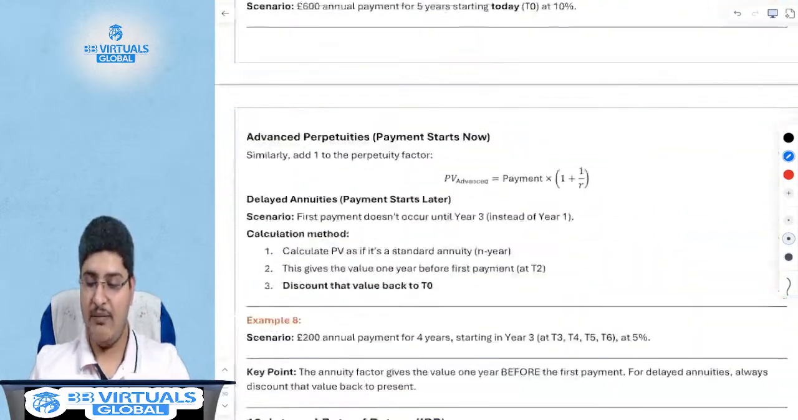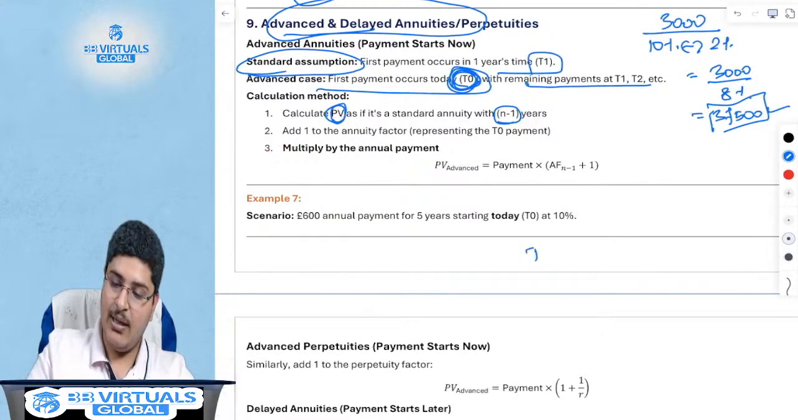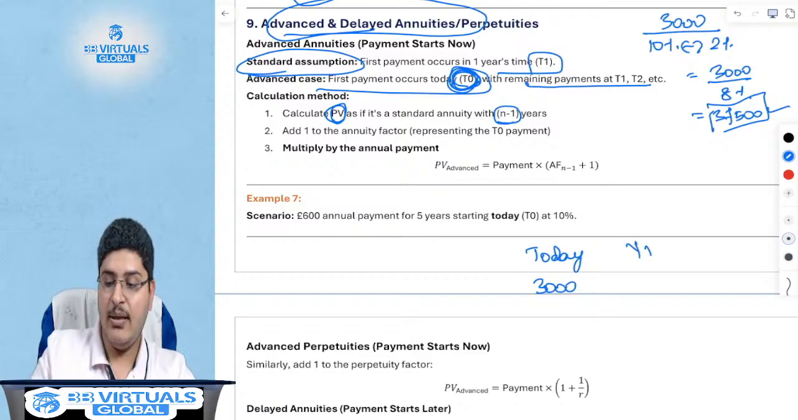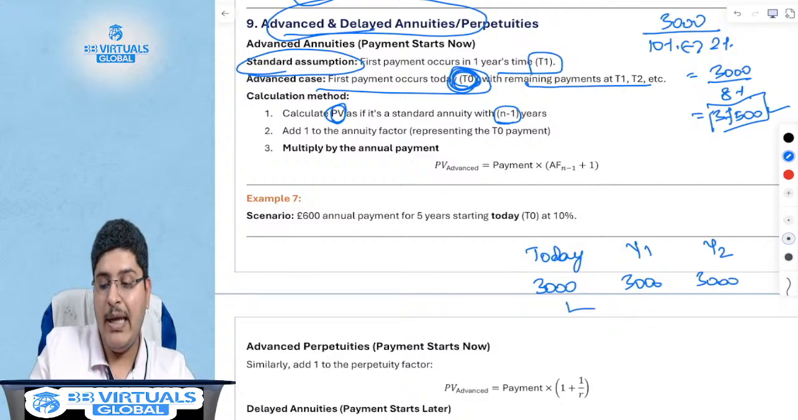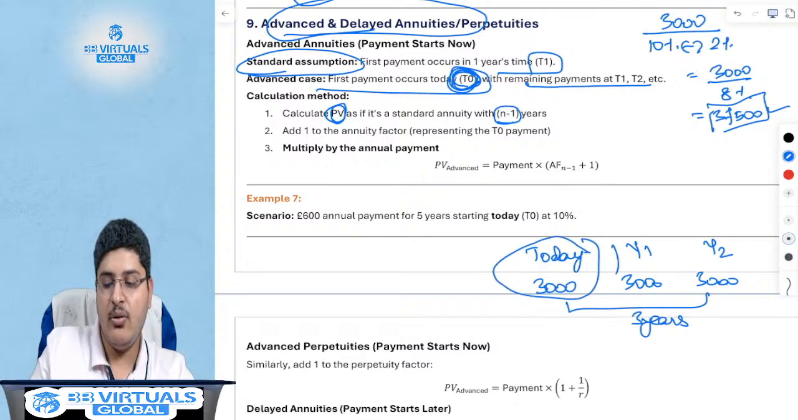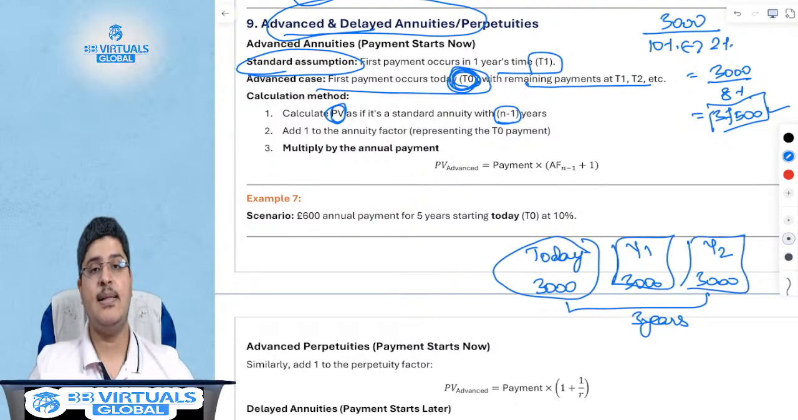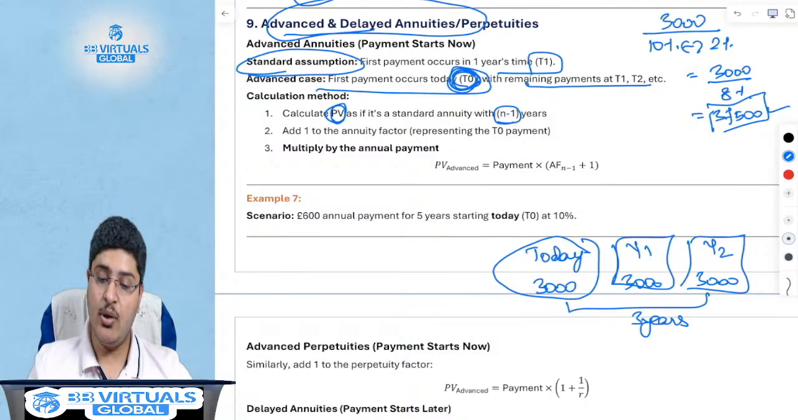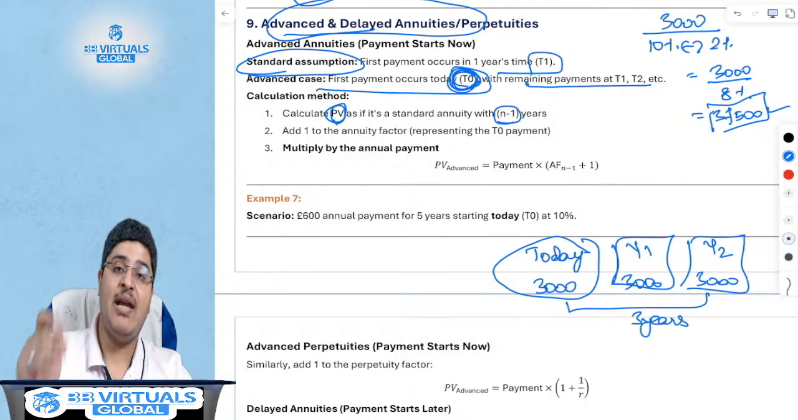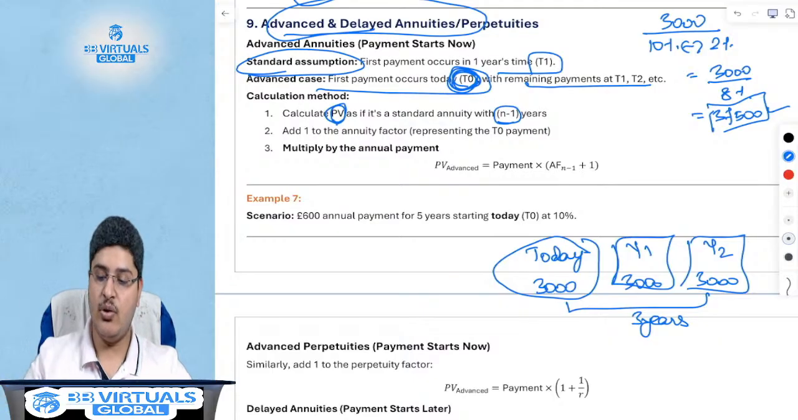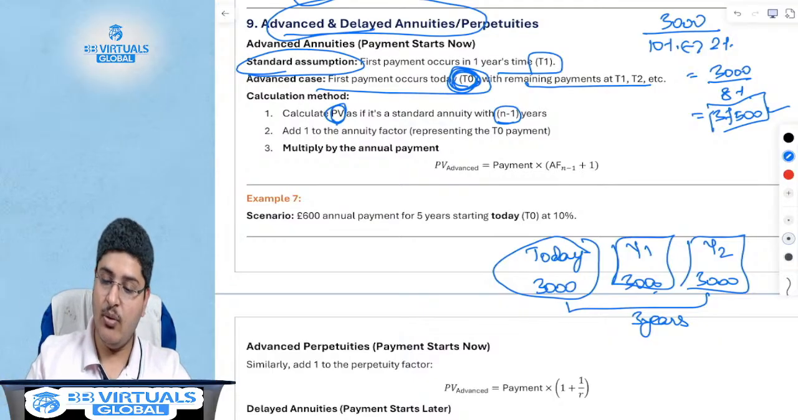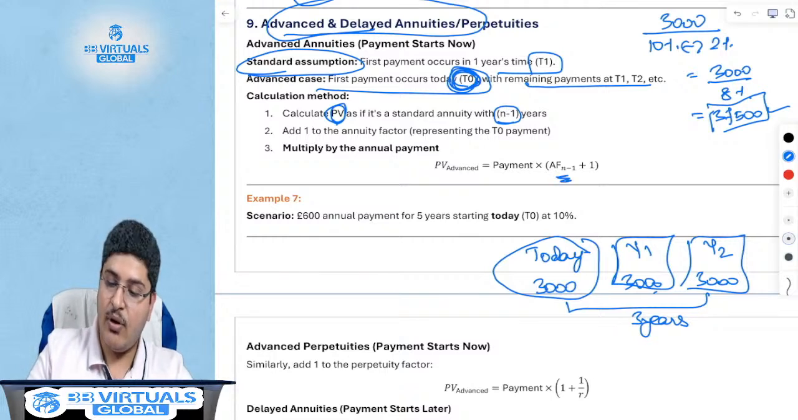Why will it be 2 years? Because you're standing today. You will get 3,000 rupees today. You will get 3,000 rupees at year 1 and you will get 3,000 rupees at year 2. While it is 3 years, your first amount you've gotten today and you will get the last amount at the end of year 2, which means you will calculate the present value as if you are discounting only for 2 years. So you will do the annuity for only 2 years, and then you will add +1.